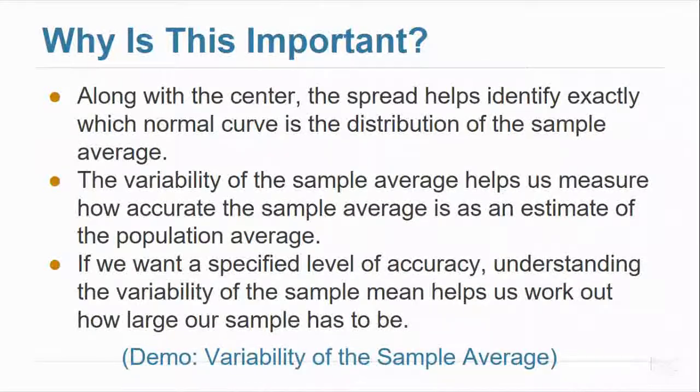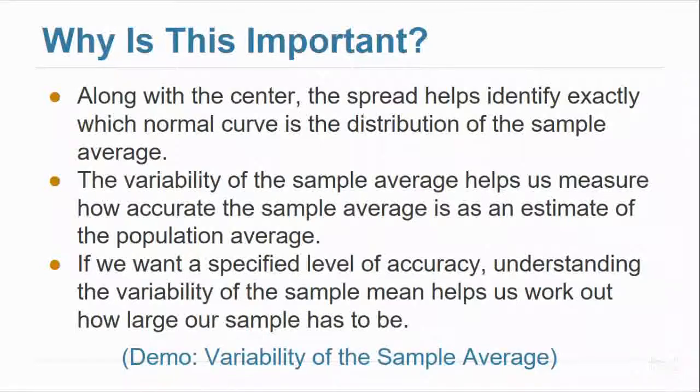Along with the center, the spread helps identify exactly which normal curve is the distribution of the sample average. The variability of the sample average helps us measure how accurate the sample average is as an estimate of the population average. And if we want a specified level of accuracy, understanding the variability of the sample mean helps us work out how large our sample has to be.